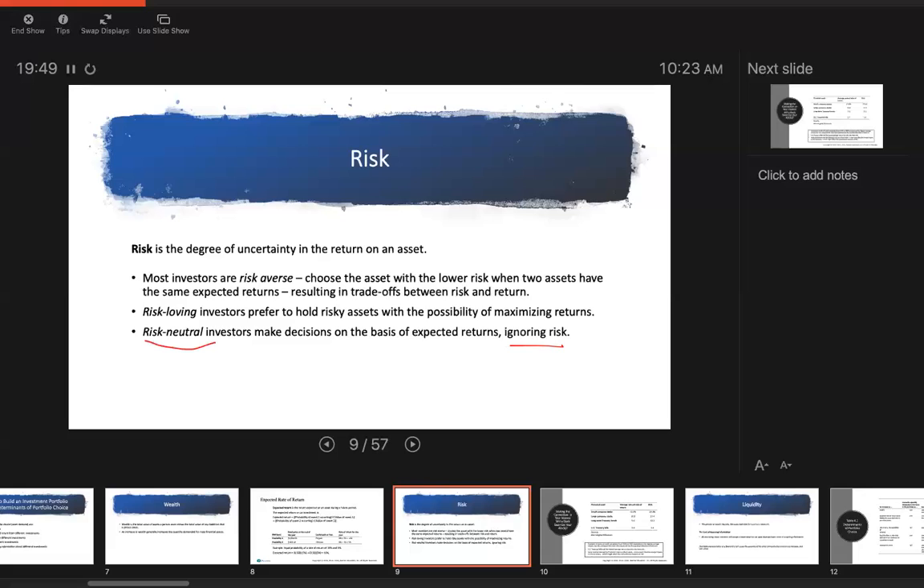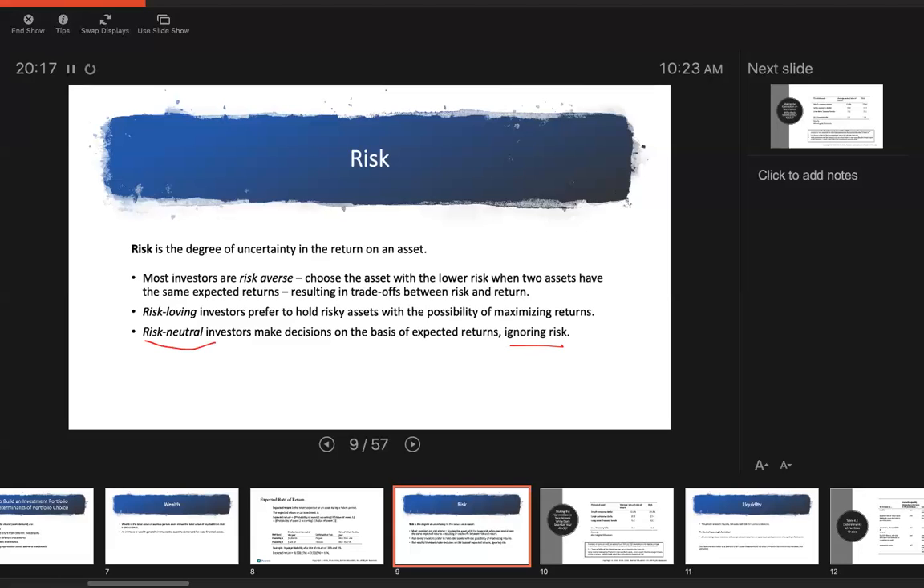So you tell me that one asset has an expected return of 15%, one asset has an expected return of 10%. A risk averse individual is going to ask, what is the risk involved in the 15% return asset? What is the risk involved in the 10% return asset? And choose the asset with the lower risk. A risk-loving individual will tolerate high amounts of risk, as long as the return is sufficiently high. A risk-neutral investor is not going to care about risk.